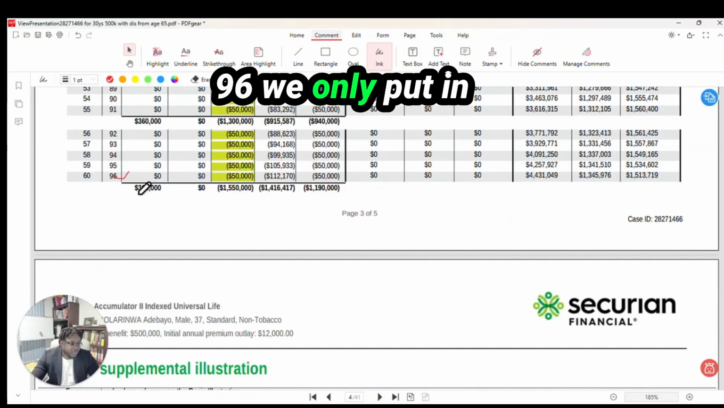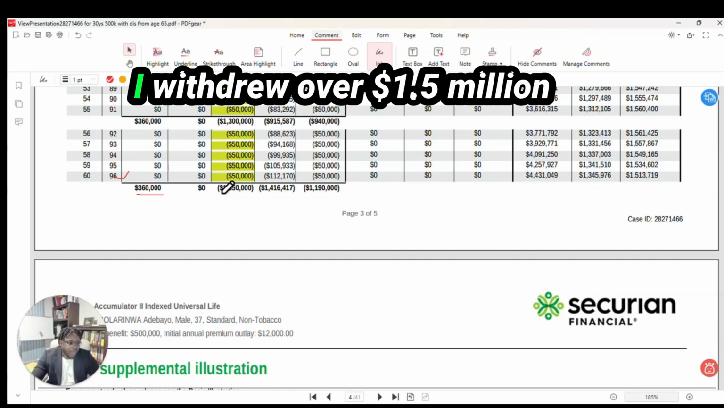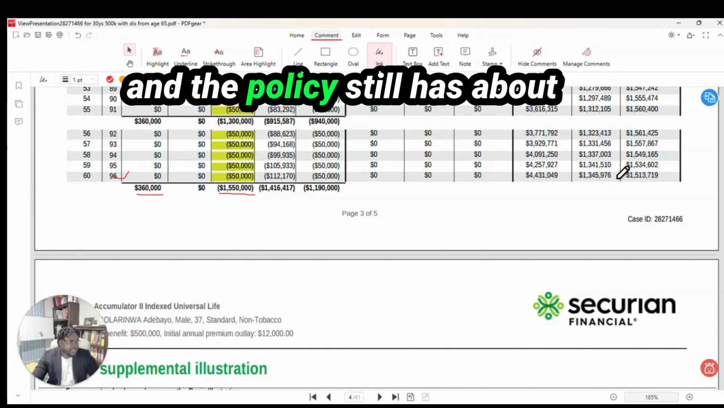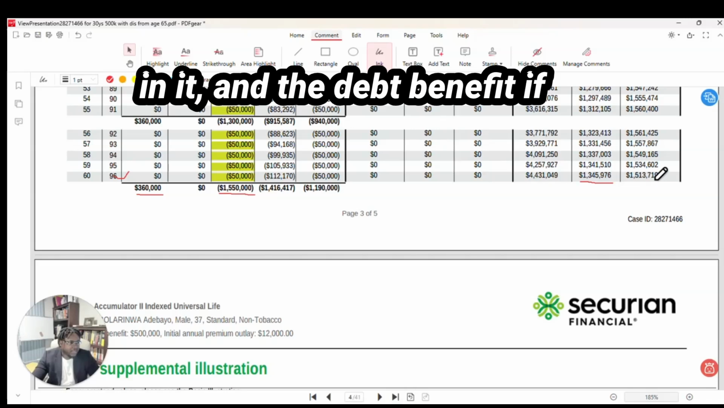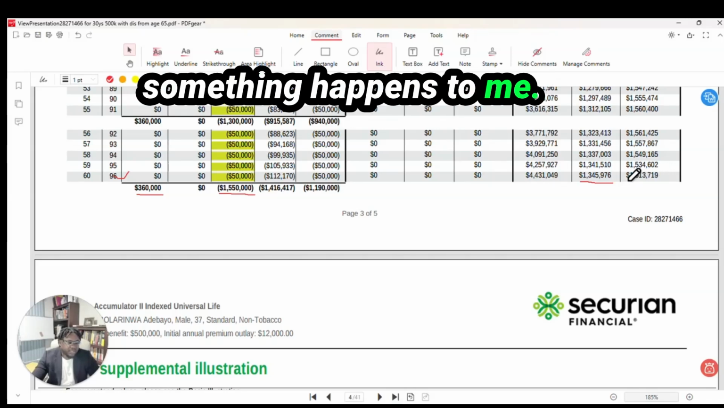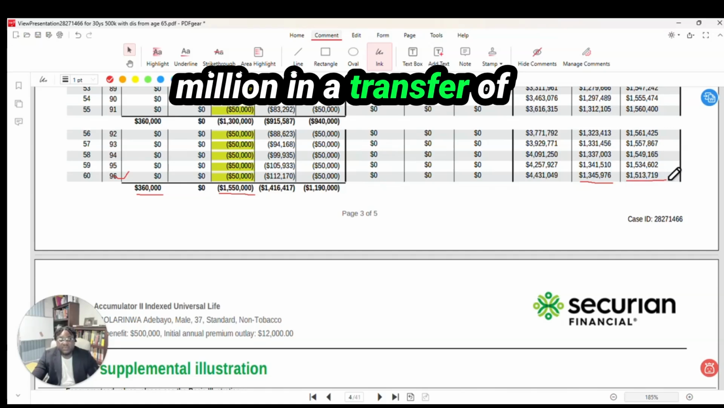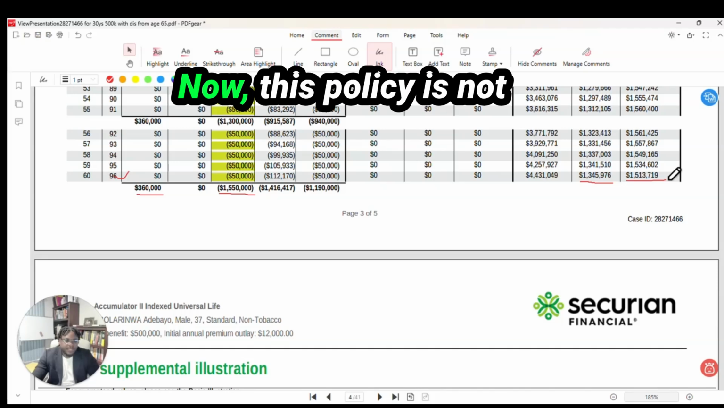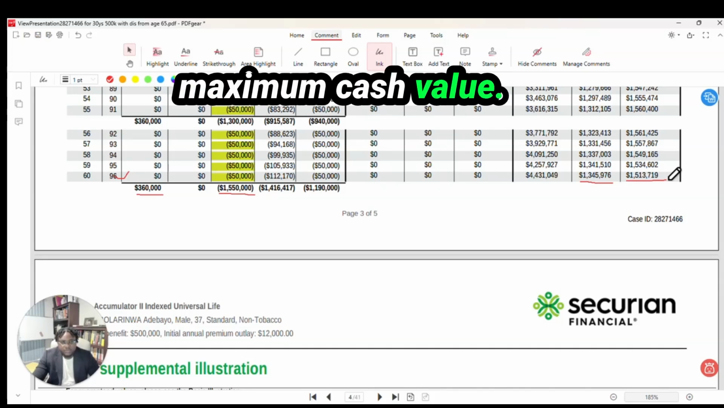And by 96, we only put in $360,000 into the policy. I withdrew over $1.5 million in retirement income, tax-free. And the policy still has about $1.3 million in cash value in it. And the death benefit, if something happens to me, my family will still get $1.5 million and a transfer of wealth. So this is great. This is a no-brainer.